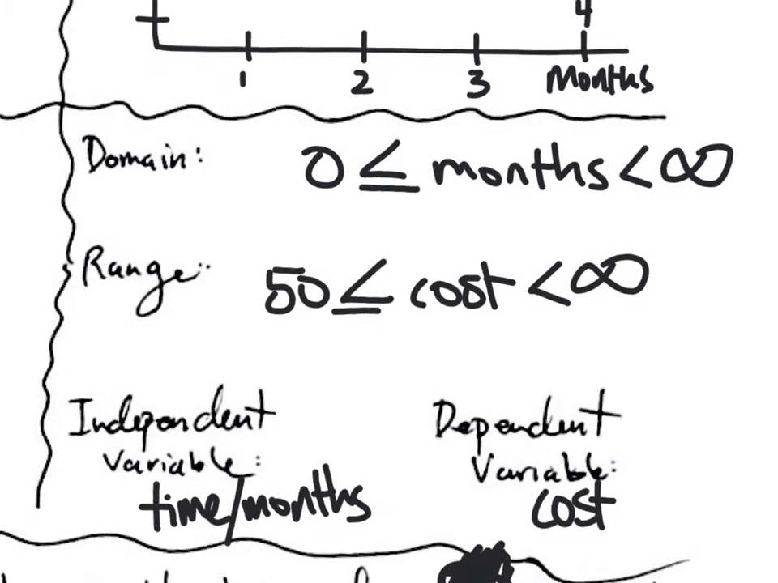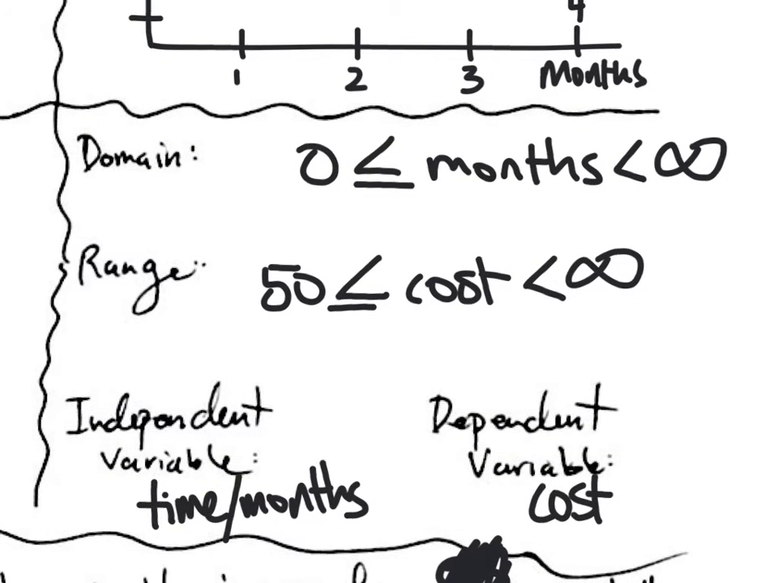And then domain and range. So this could be argued. Joey could definitely belong for 0 months. Okay, he's not going to live forever, so this is an exaggeration. Let's say Joey joins as he's born and he lives to 100 years old. So then we can say he belongs to the gym from age 0 to age 100, and then the cost.